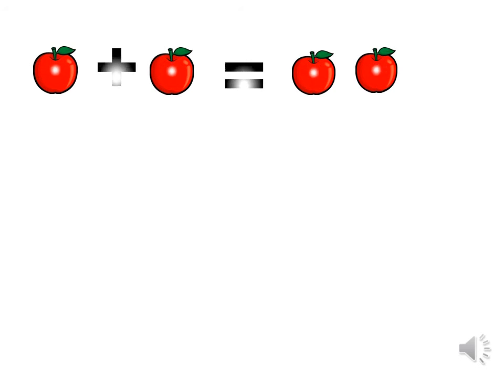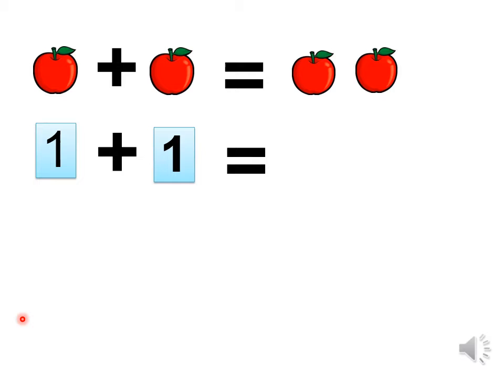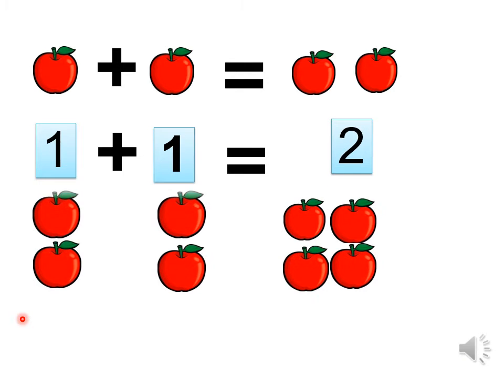For example, we have here how many apples? We have here one apple. And here one apple. This is the first apple and this is the second one. The sign in the middle, we call it plus. So an apple plus an apple equal how many? 1 plus 1 equal 2. Two apples. 1 plus 1 equal 2.